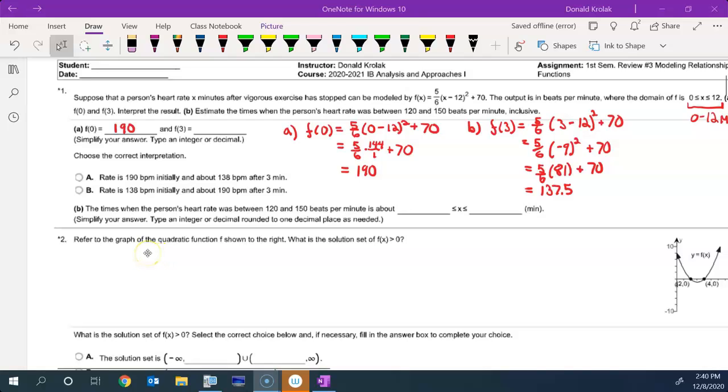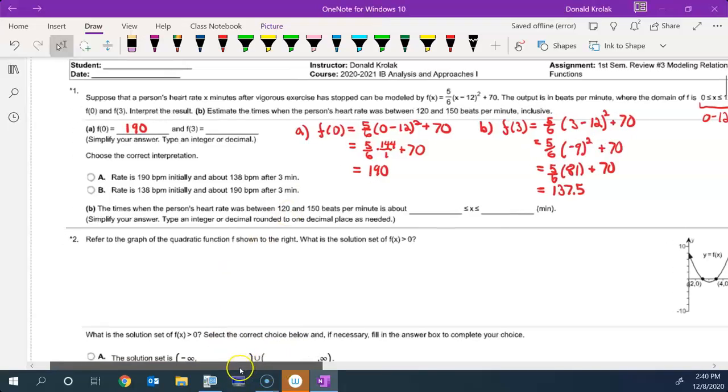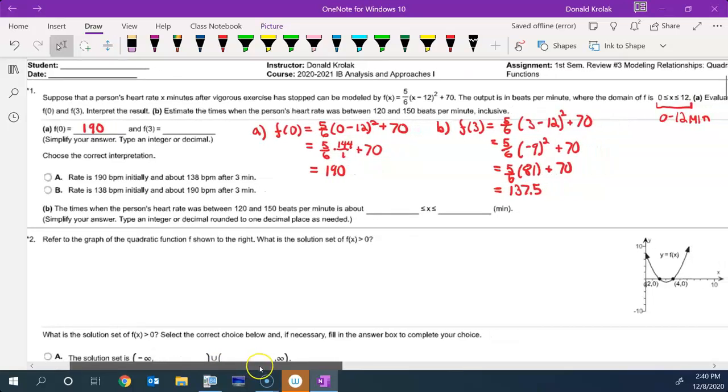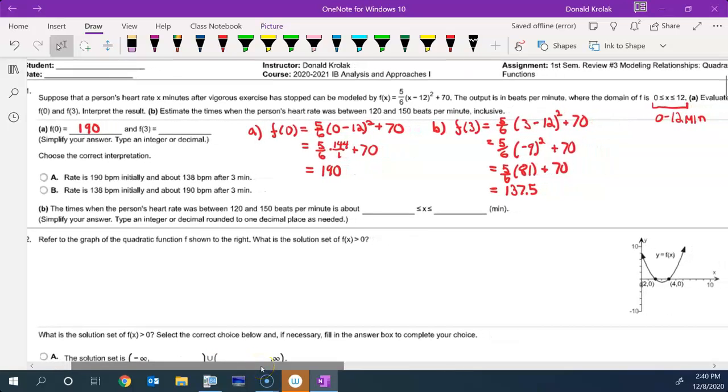All right, suppose that a person's heart rate X minutes after vigorous exercise has stopped can be modeled using this quadratic equation. The output is beats per minute, and the domain of F is from 0 to 12. So basically what that means is for somebody that is exercising between 0 and 12 minutes, this formula will predict their heart rate based on how many minutes it's been since they stopped exercising.